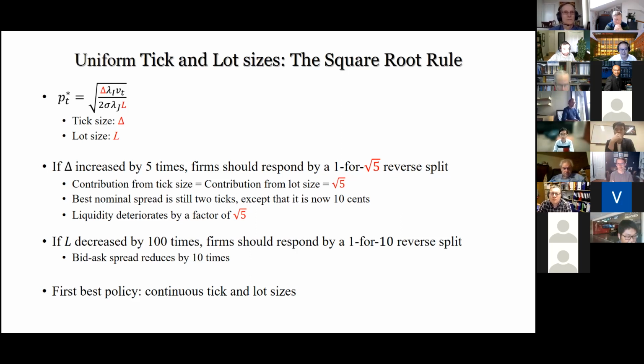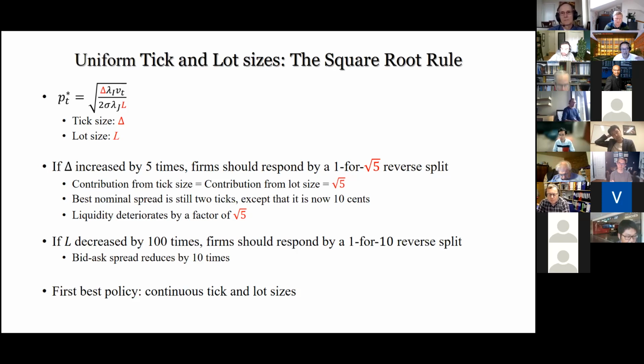Surprisingly, what you do is a 1 for square root of 5 reverse split. Let me be frank. Originally, I thought we should perfectly neutralize that, so I should do 1 for 5 splits. But after we showed it in our model, surprisingly, that's also a bad decision. Why? Because with 1 for 5, you reduce the tick size, but you dramatically increase your lot size. If you look at this formula, the effect is the same: reducing the tick size by 5 times and increasing lot size by 5 times is the same as the reverse.